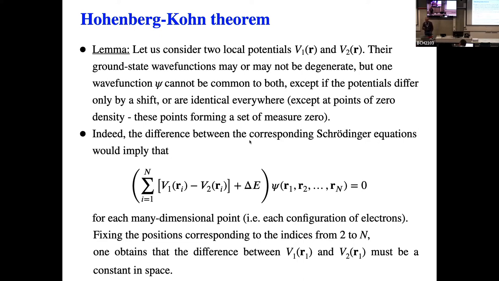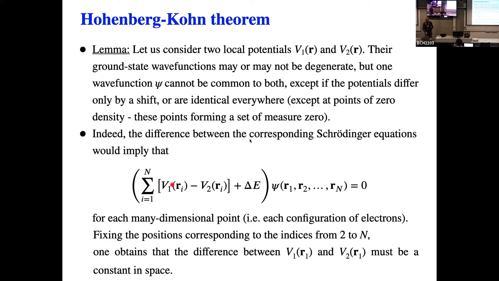And so if you fix the positions of the particles R2 up to Rn and then you integrate, you see that basically you have to have that the difference between the two potentials must be constant in space. So if you have such a wave function psi that is common to both Hamiltonians, you can write mathematically that you need to have this. If I take R2 up to Rn fixed, all the differences being defined for R2 up to Rn, I'm left with one difference here, V1(R1) minus V2(R1). All the other potentials are fixed and can enter into a constant, okay? And then I have this psi here that only depends on R1.